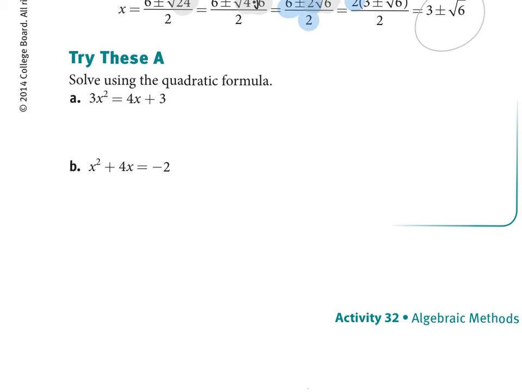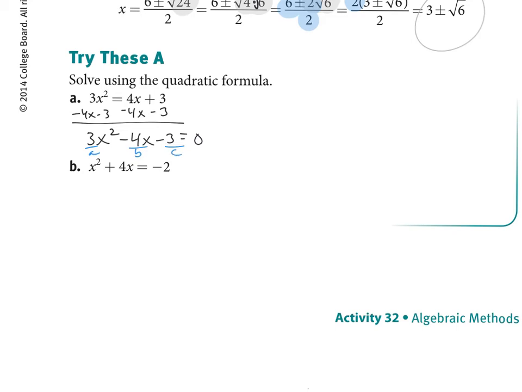So let's start off looking at what we need to do. Well, we probably need to bring all terms to the same side. So I like bringing them to the left side. So I'm going to subtract 4x and subtract 3. I'm going to do it at the same time just because of the space. So we have 3x squared minus 4x minus 3 equals 0. All right, so my next step is probably to label my A, B, and C, because I'm going to be plugging those into the quadratic formula.